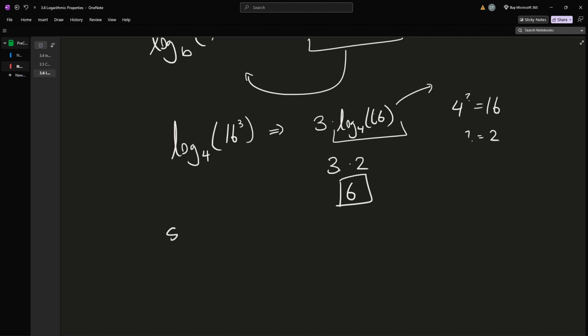Let's say we want to simplify this. I have 7 log base 4 of 10.